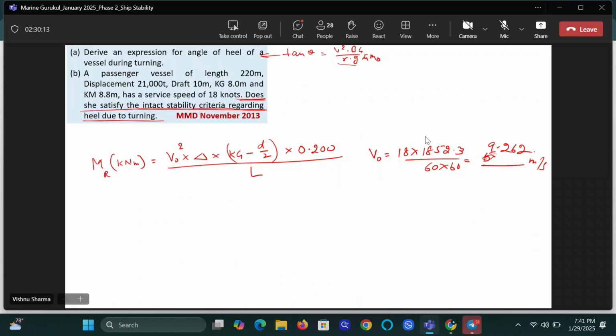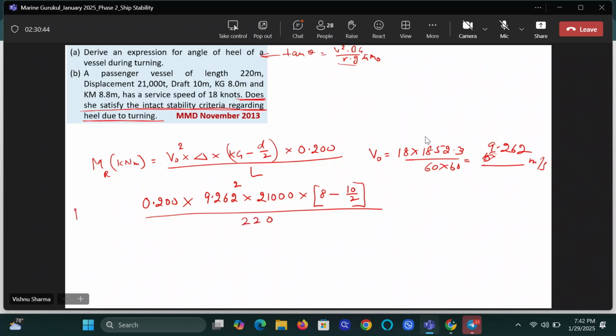Okay, fine. So guys, I'll bring 0.2. It was in the formula first, followed by V naught square, 9.262 square into displacement 21,000 tons into KG minus d by 2. KG is 8 meters. D is 10 meters. So that is the numerator, divided by length equal to 220 meters. This is the heeling moment in kilonewton meter.